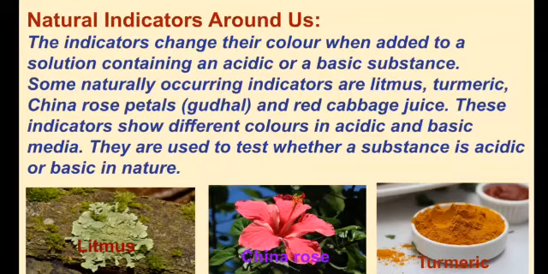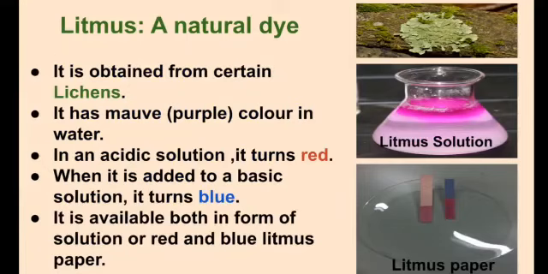And you can see in the picture there is a litmus paper, which we get from the lichens. China rose is a pink gudhal, and turmeric, we all know about it. It is present in our kitchens, right? In the laboratory we use the litmus paper. Now we'll talk about more.